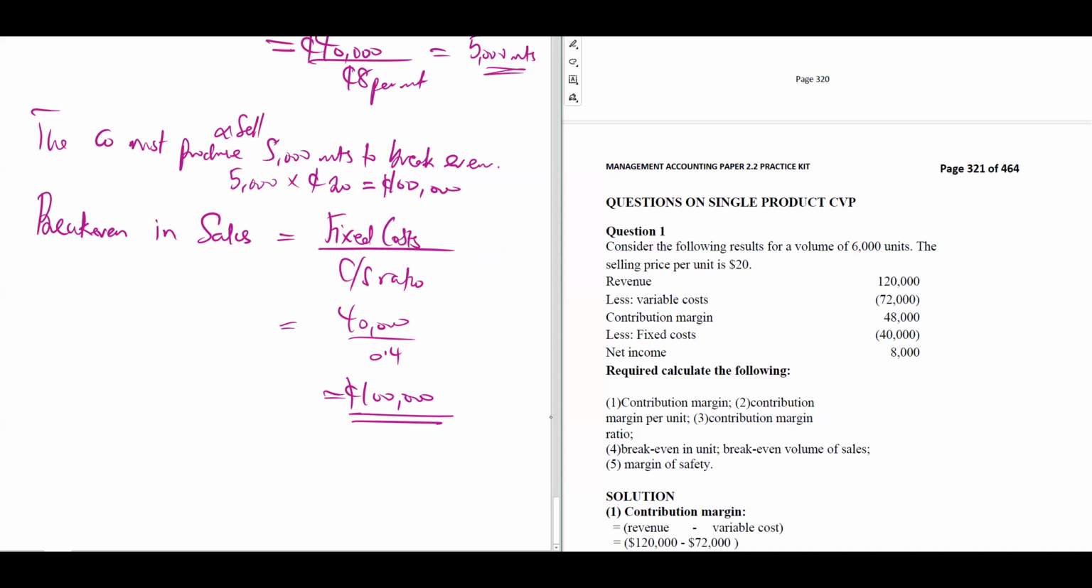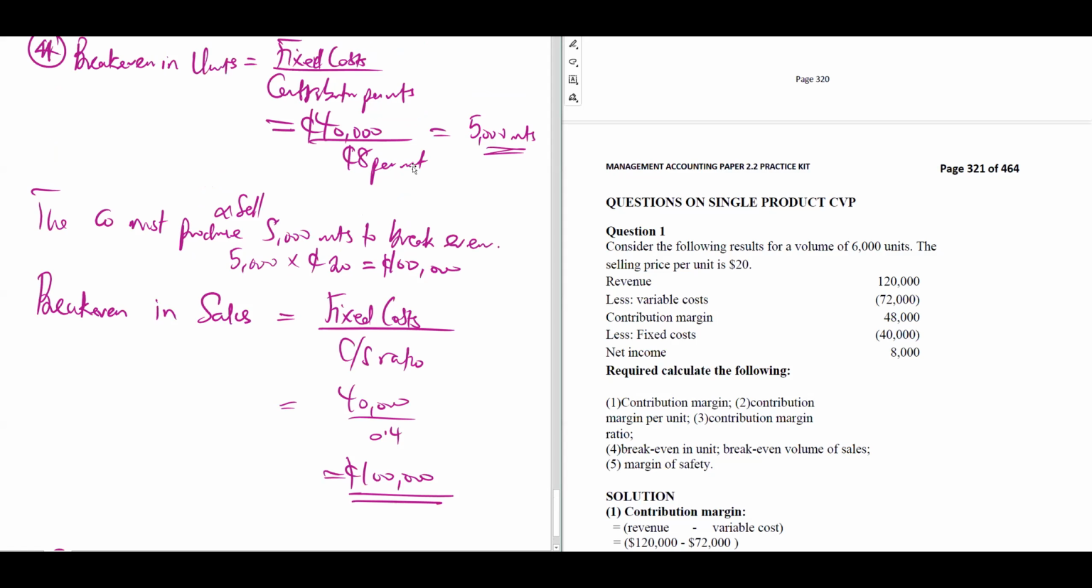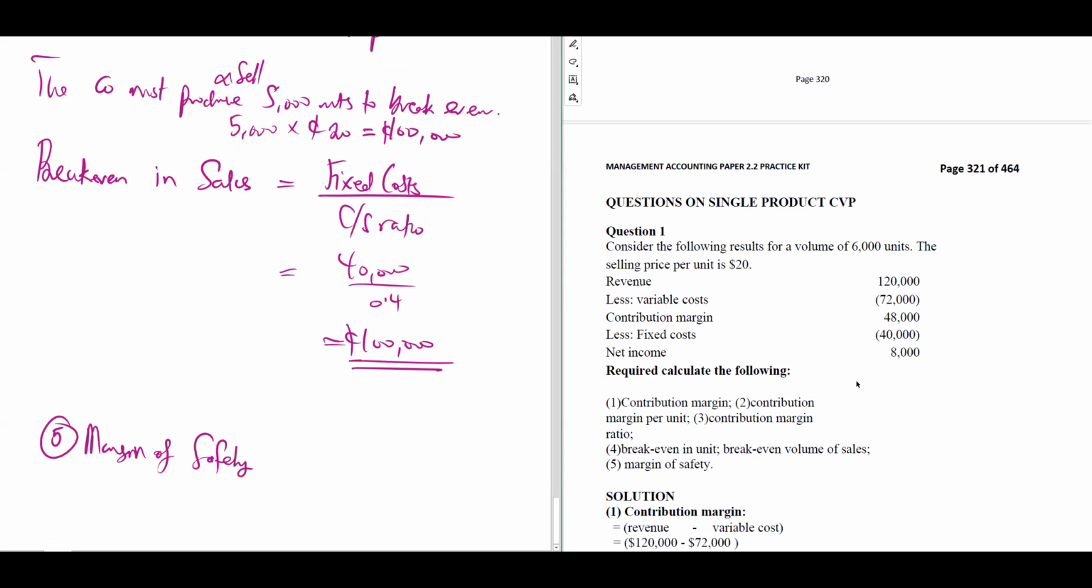Are you gradually getting it? Is this thing difficult? Okay, the next question is 5, margin of safety. How do we get margin of safety? I'll allow you to write after, because we are going to solve many questions around this till you become fluid with it.